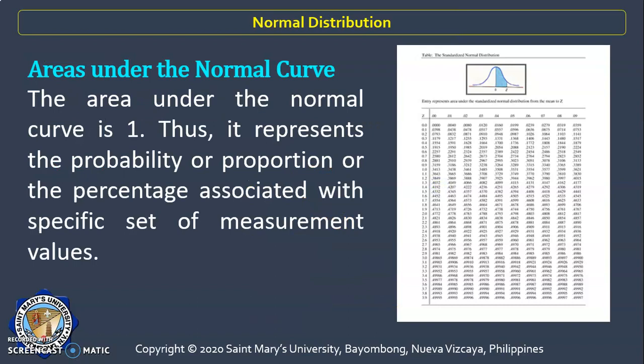So our main concern here is about the area under the normal curve. We know that the area under the normal curve is 1. It represents the probability or proportion or the percentage associated with a specific set of measurement values. So probability, proportion, and percentage are the same.